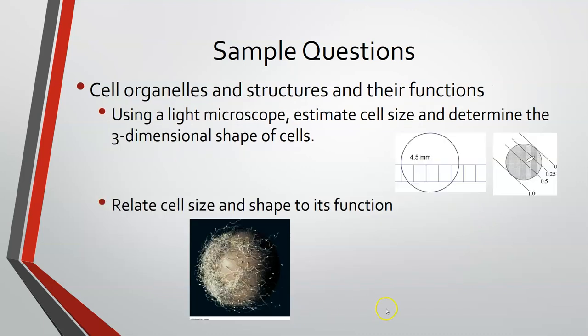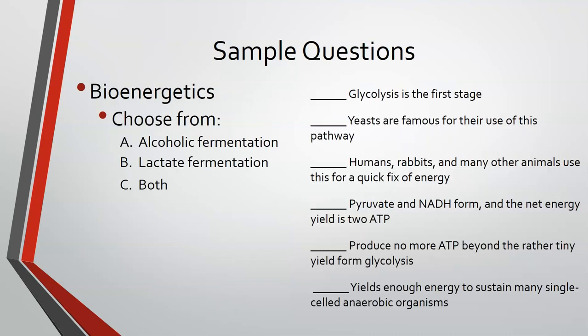Knowing how to use a microscope, knowing what it means about the shape of the cells, and then taking that information further into what that shape and size suggest about its function, or how it relates to function. Knowing the bioenergetics, very important. Hopefully this has helped.